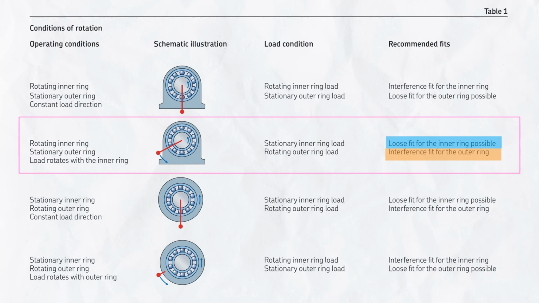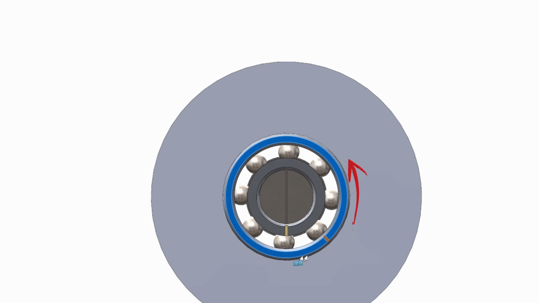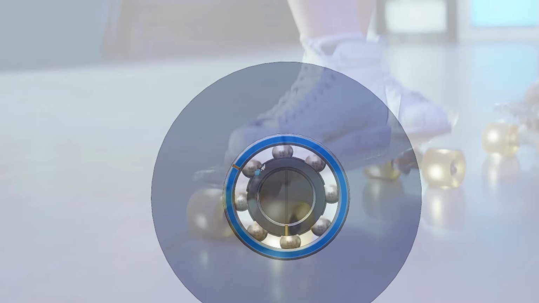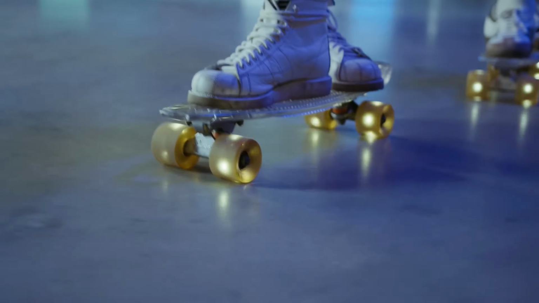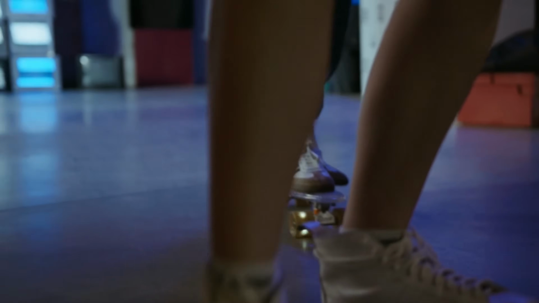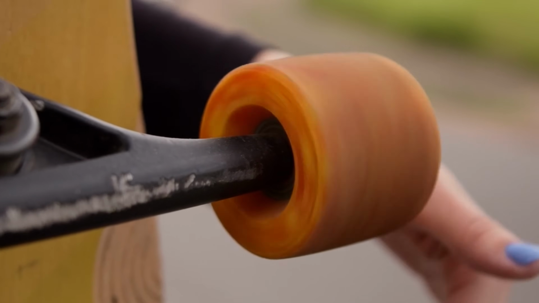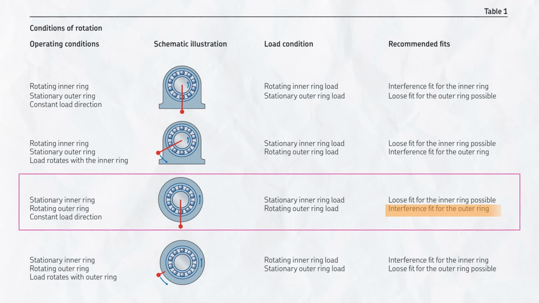Interesting, isn't it? And in this third condition, now the outer ring is rotating and inner ring is stationary and the direction of the load is constant. For this condition, we can imagine a skating board. The bearing outer ring is rotating and inner ring is fixed. And the direction of load is constant towards downward, the load of the person. So in this condition, the outer ring is in relative motion with the direction of load. So the outer ring should be interference fit and inner ring should be clearance fitted.